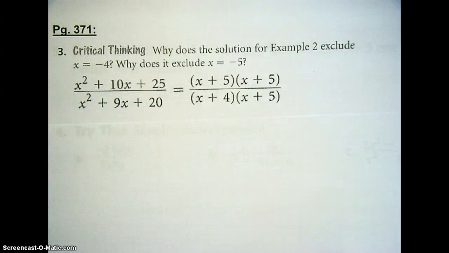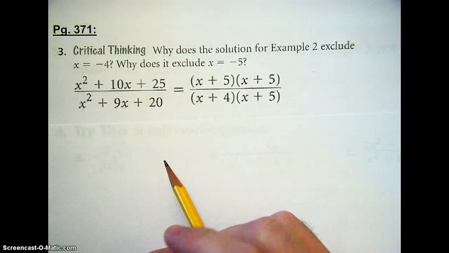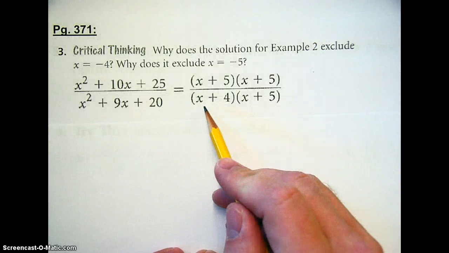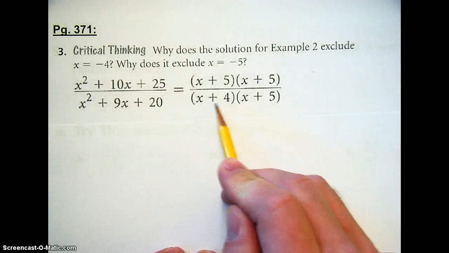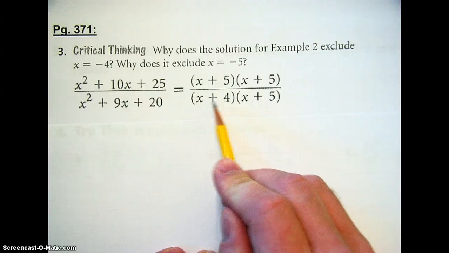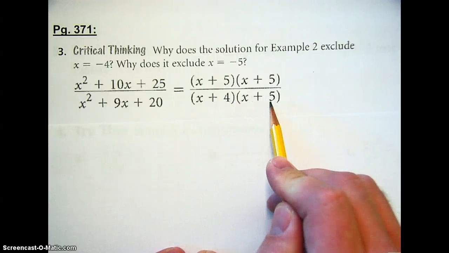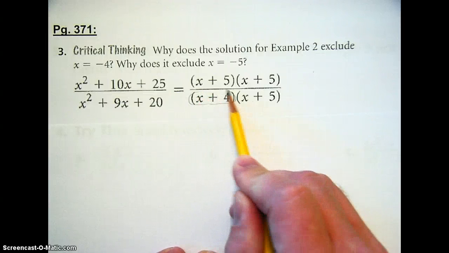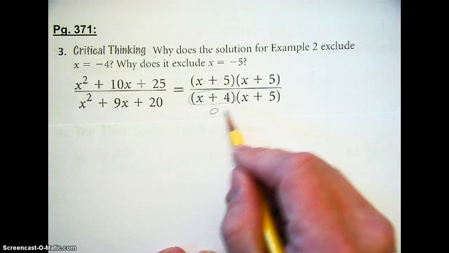So number 3, why does the solution for example 2 exclude x equals -4? Volunteer. Noel? Because in the solution, it's x plus 5 over x plus 4, and -4 and -5 are the opposites. Okay, so I think what you mean, you have x plus 4 and x plus 5 on the bottom. Okay, and so -4, what does that make this? 0. Okay, which would make this undefined.